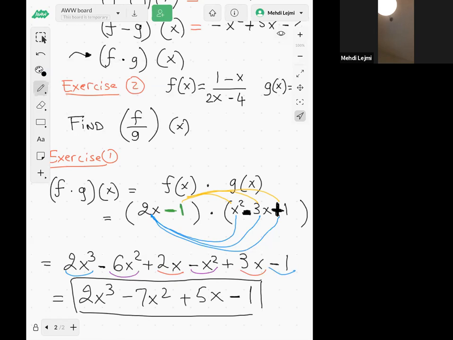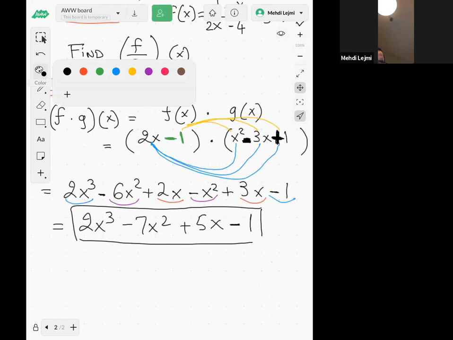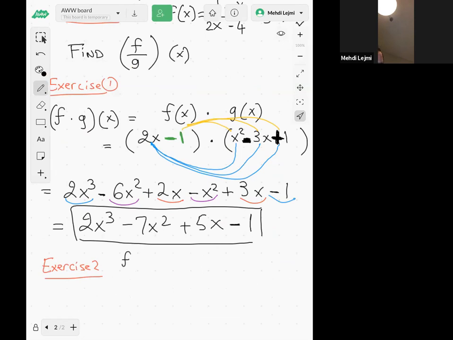Is there any question about this multiplication, guys? Okay, perfect. All right, so now for division, just be careful with division, right? Because for exercise number 2, when you divide, you have f over g of x. So this is like f of x over g of x.